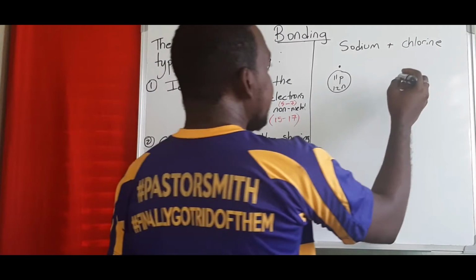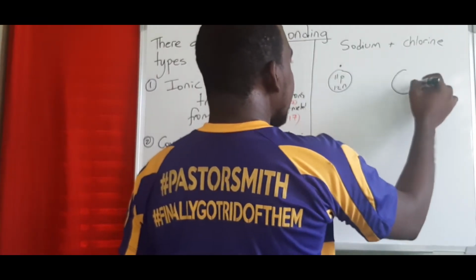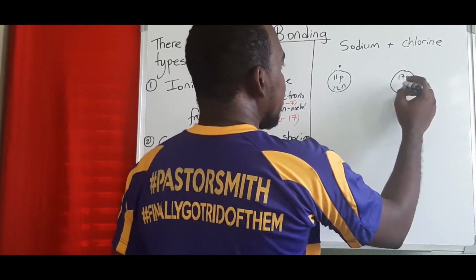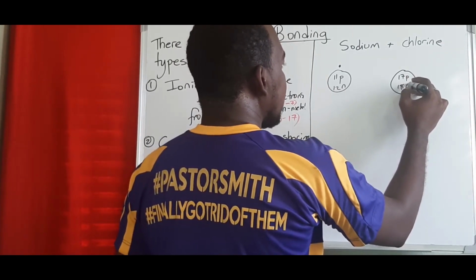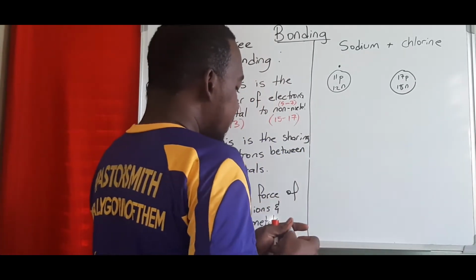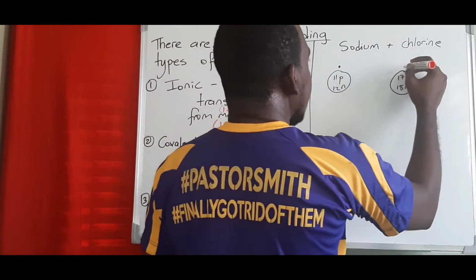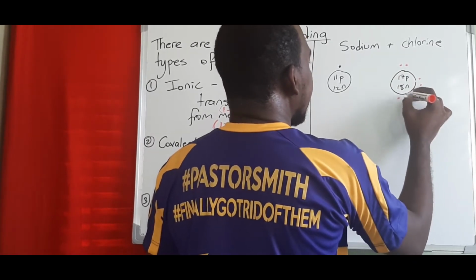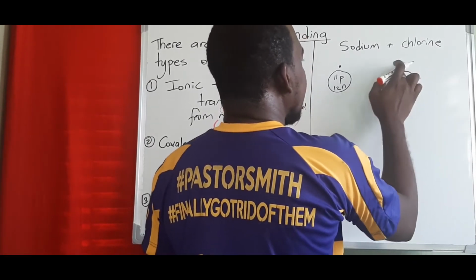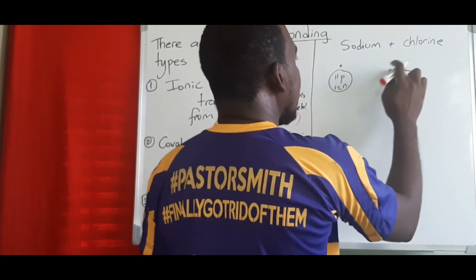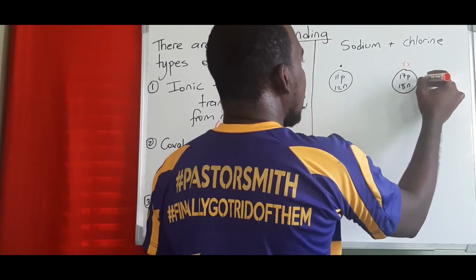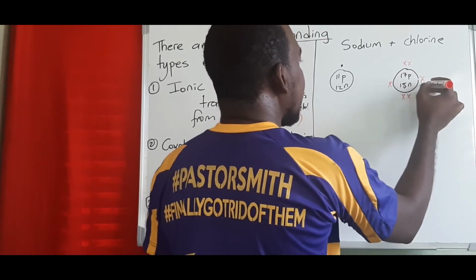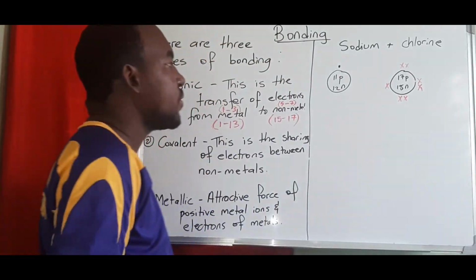And then for chlorine, it has 17 protons and 18 neutrons. But chlorine has 7 electrons on its outer shell. Sorry, let's use the X's here so we don't get confused. That's the purpose of the dot and X method, so you don't get confused.